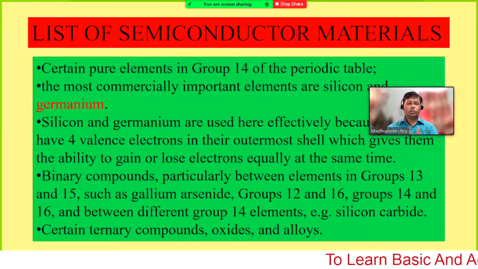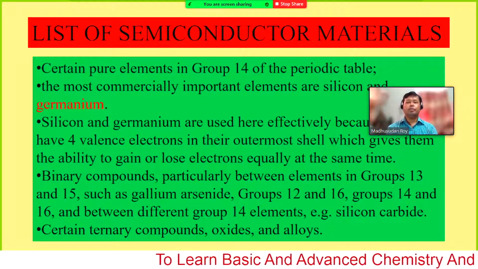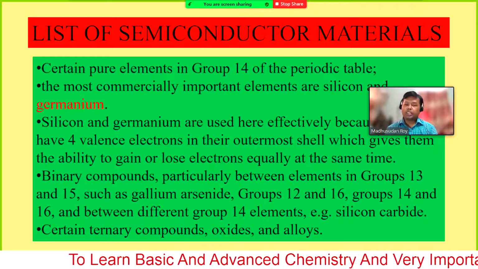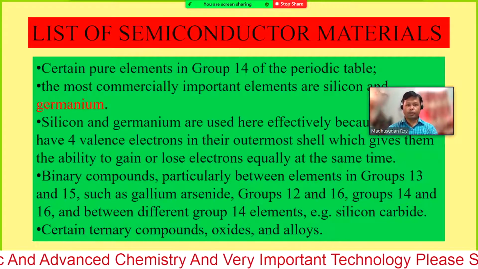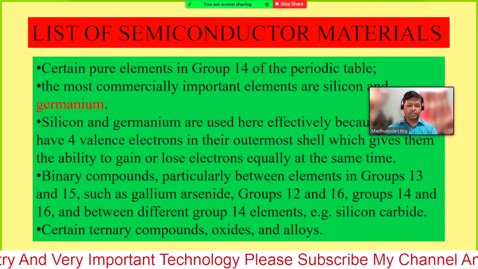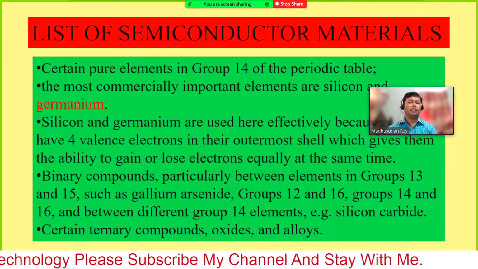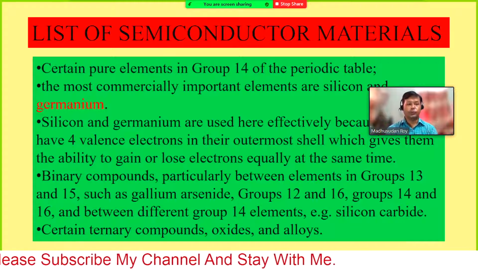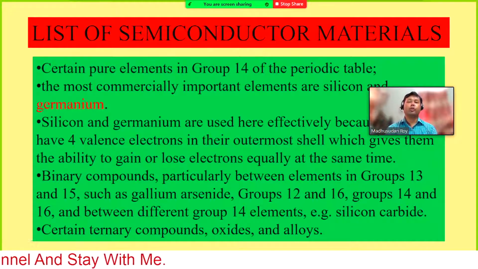So the most commercially important elements are silicon and germanium. That means, as I have mentioned several times, using silicon and germanium we can prepare different types of semiconducting devices, like different ICs, circuits, and many other things which are very important for people who work with electronics, especially computers or different types of electronic devices.